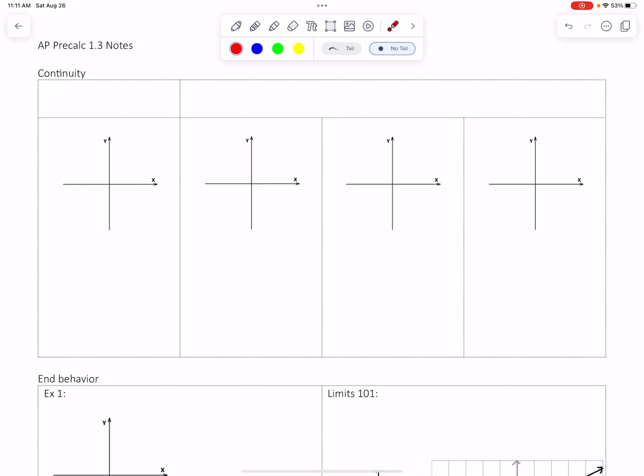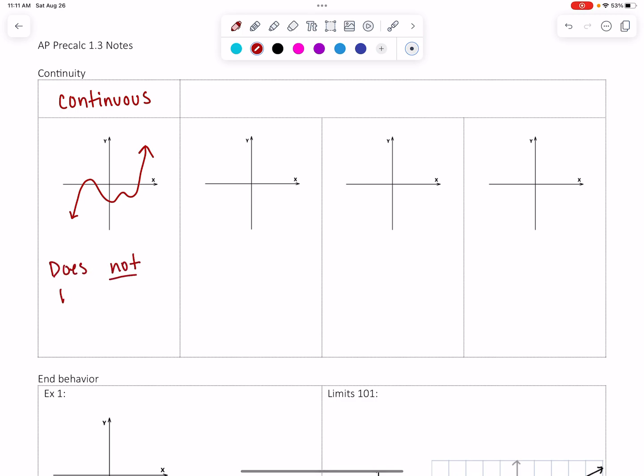So when we first talk about a function, or even just a graph in general, it doesn't necessarily have to be a function, we usually are used to working with continuous graphs, or something that does not have a break, hole, or gap. So, does not have any breaks, holes, or gaps.